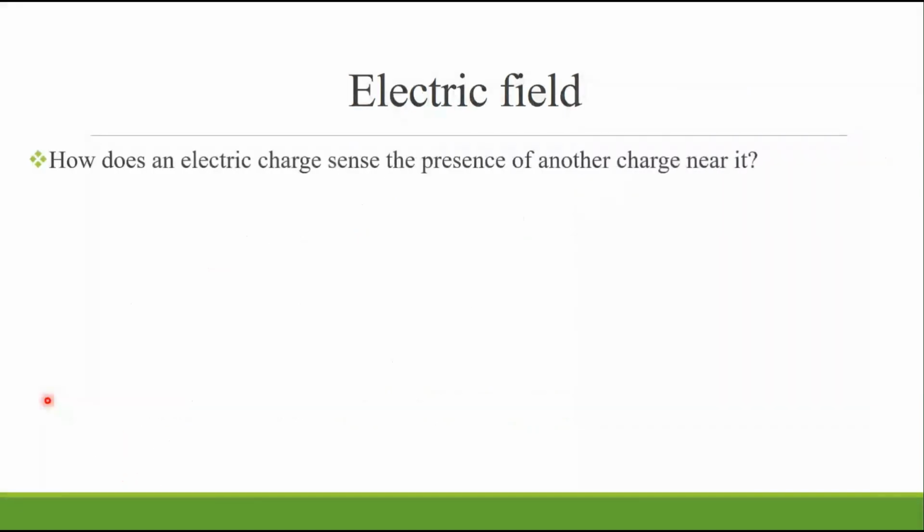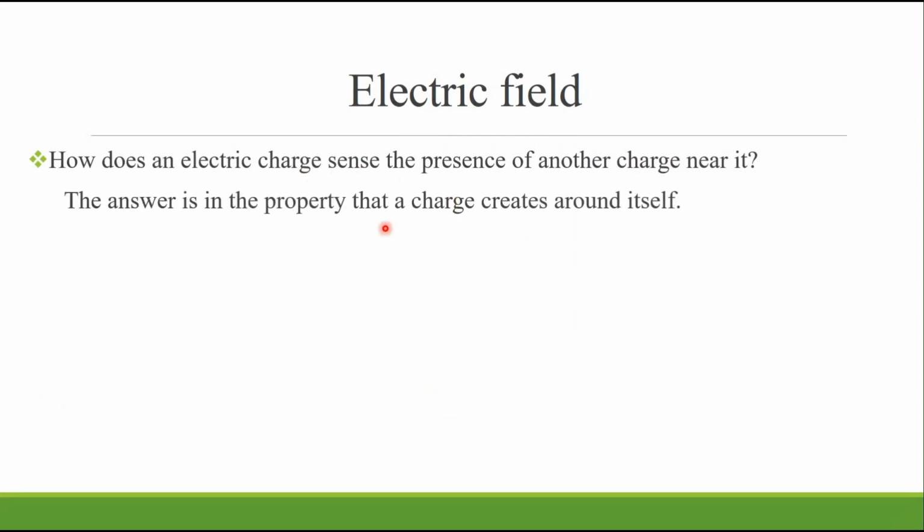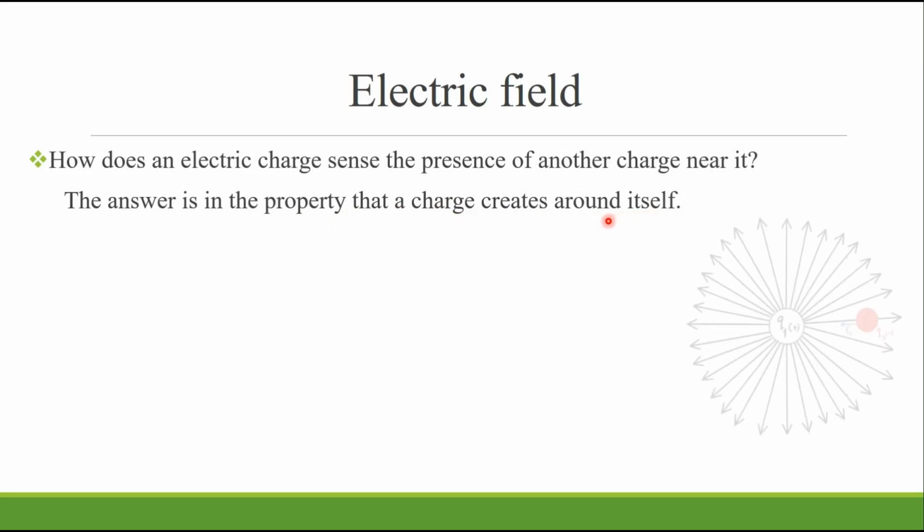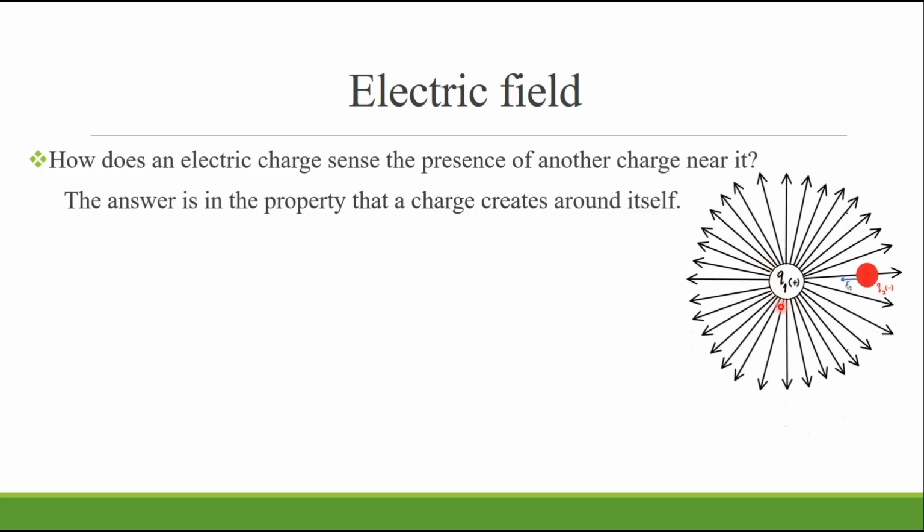How does an electric charge sense the presence of another charge near it? The answer is in the property that a charge creates around it. Such properties are called field in physics. Here, an electric charge, for example, Q1, creates an electric field in the space around it. Now, if another charged particle like Q2 is placed near the first charged particle, it means that it is placed inside the electric field of Q1. So an electric force, which we talked about, is applied to it from particle 1.